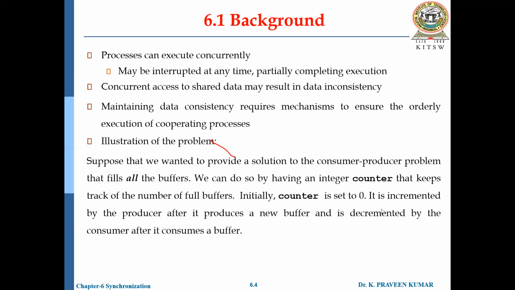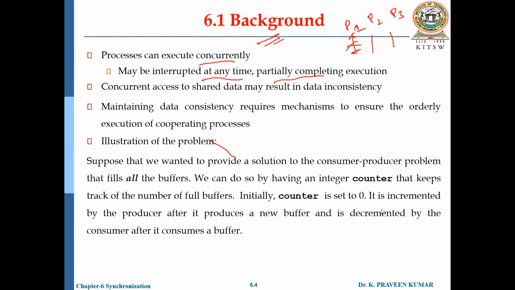Coming to the background, the actual background of synchronization is that processes can execute concurrently. You know what is a process? There are different processes in your operating system, and they will execute concurrently. That we already know. We have already studied process scheduling algorithms. So the problem with this is that a concurrent process may be interrupted at any time, sometimes partially or completely. When you are executing a particular process, it may be stopped. So that is the problem.